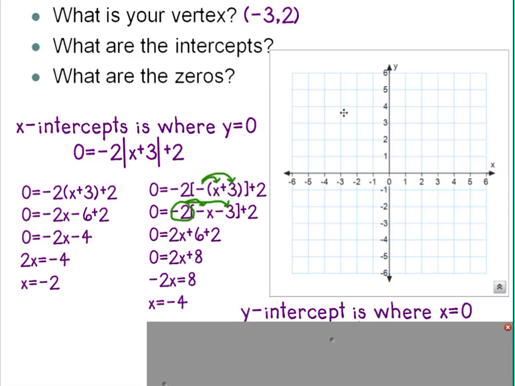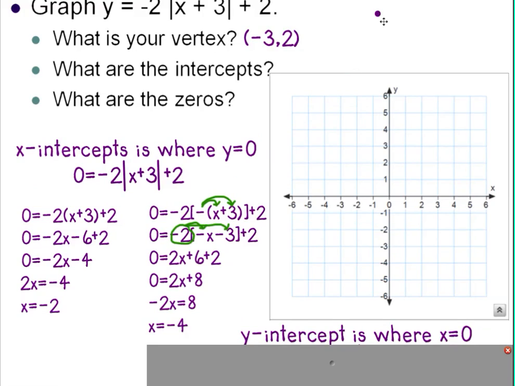So I could start putting some of these points on the graph. We know that the vertex is at negative 3, 2, and we know that our x-intercepts, anyway, are at negative 2 and at negative 4, and that kind of looks like it should make sense. When you look at the transformations, this is being reflected over the x-axis. It's being vertically stretched by 2, so when we normally go to the left 1 and down 1, we're going to go down 2, and to the right 1 and down 1, we're going to go down 2.